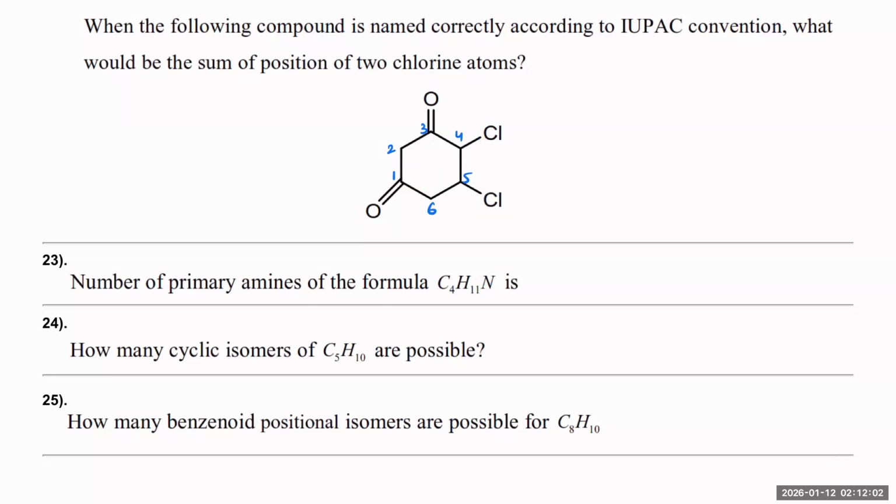So this is the correct one. So what is the position of chlorines here? 4 plus 5, which makes it 9. Done. I guess this part is clear.